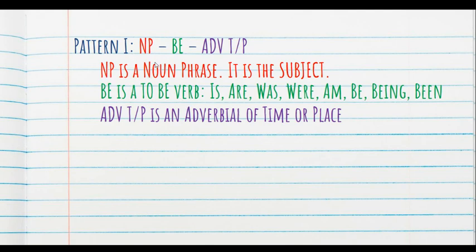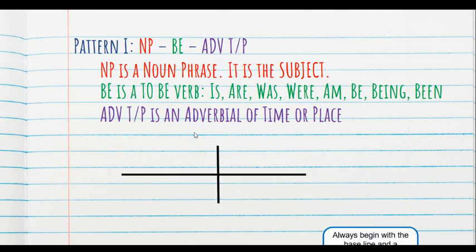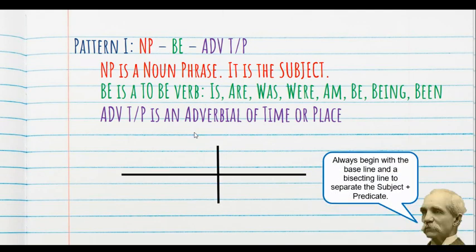This is the 3 items that we have to have for a pattern 1. And they don't necessarily have to go in that order. Sometimes this adverbial of time or place might move a little bit, but typically it's the order it's going to go in. So when we build a diagram, we always begin with the baseline, which is this line right here, and then we bisect it like this. And this is going to help us separate the subject from the predicate. All right, so our noun phrase is our subject, so he sits on this side, and then our be verb is going to sit on this side.